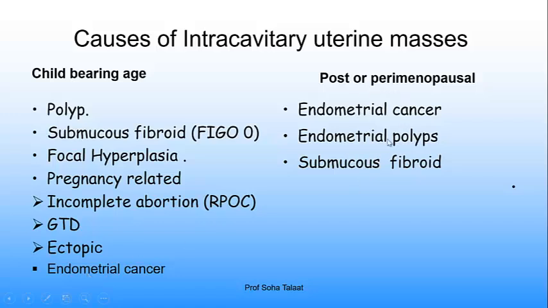In the postmenopausal or the perimenopausal age group, we have endometrial cancer. It's not the most common, but it is the most dangerous. So we have endometrial cancer, endometrial polyps, and submucous fibroid.